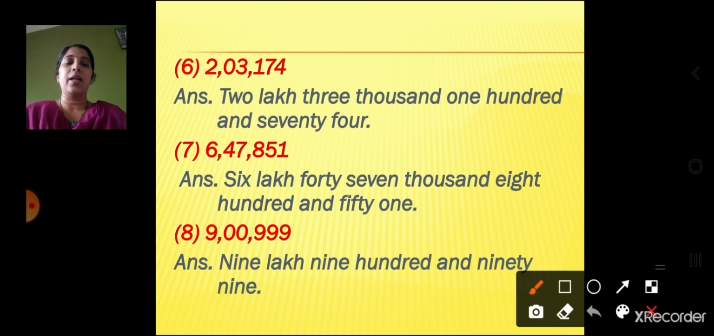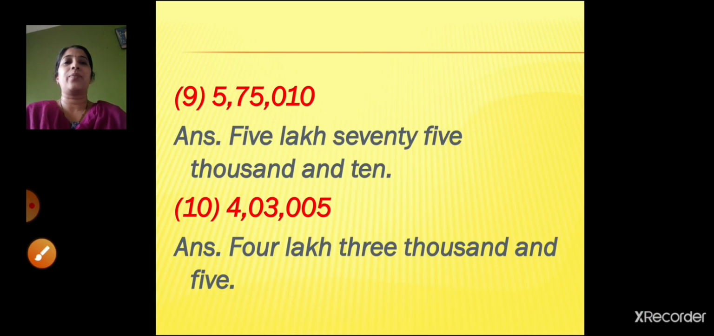900,999, right? So again 9 in the units place, 9 in the tens place, 9 in the hundreds place, 0 in the thousands place, 0 in the 10,000s place and 9 in the lakhs place. So you will write it as 9,00,999. Let's move to the next one.